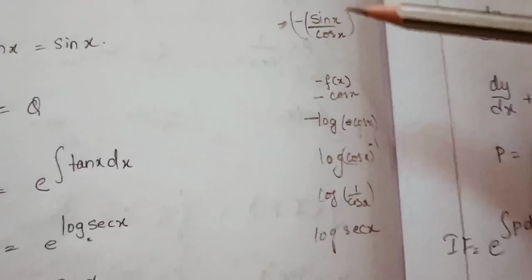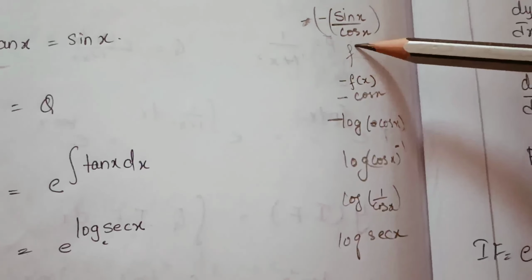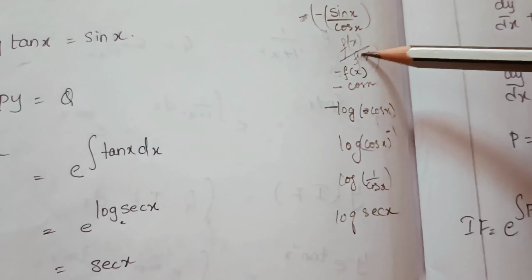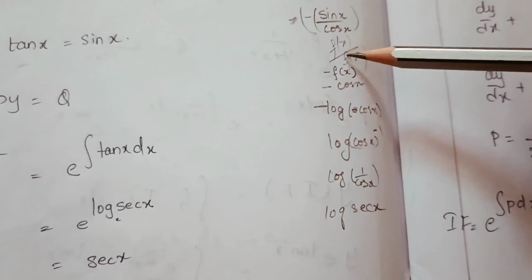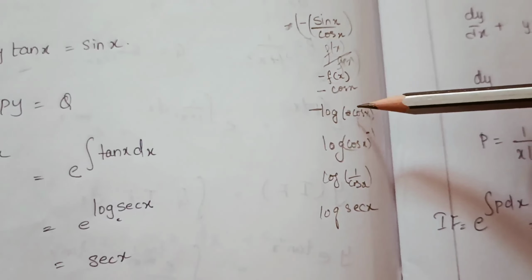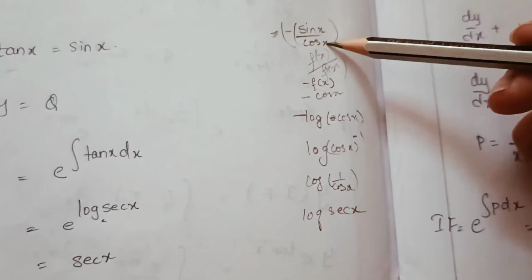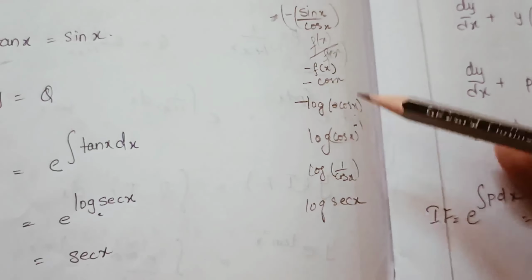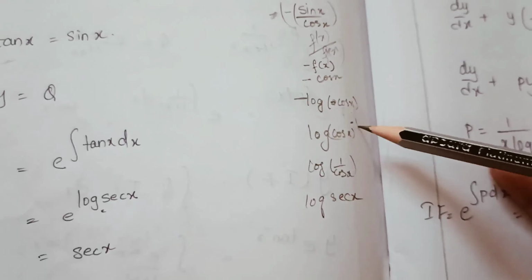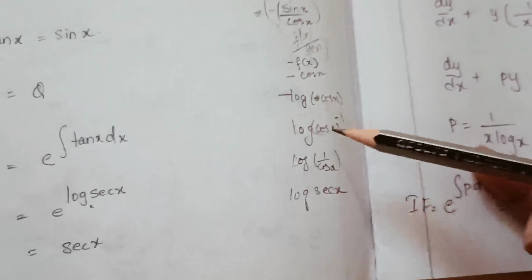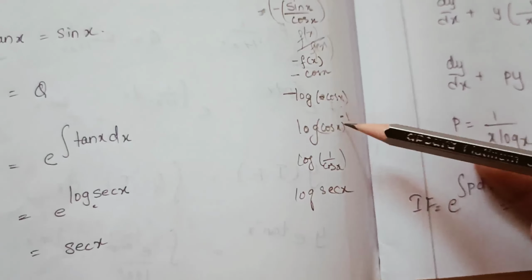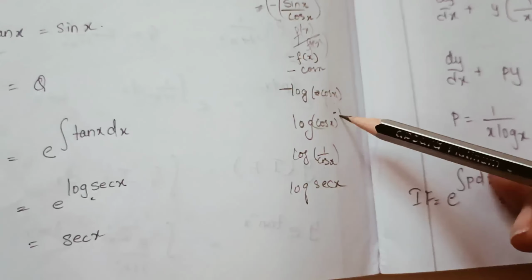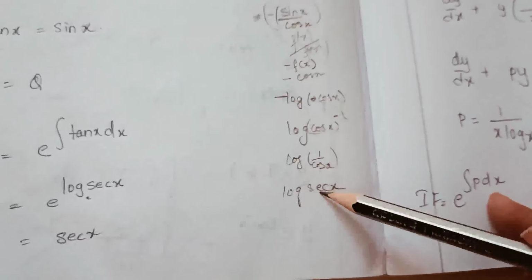See, for f dash of x by f of x, the answer is log mod f of x. So f of x is nothing but cos x, but here a minus is there, so minus log cos x. This minus 1 will become the power: cos x to the power of minus 1. Whenever the power is minus, it goes in the denominator, 1 by cos x, to make the power plus. So 1 by cos x is nothing but secant x.